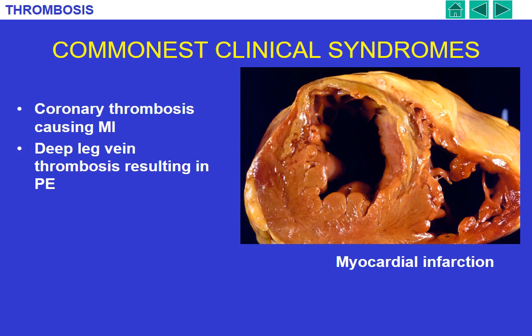The commonest clinical syndromes which result from thrombosis are first of all myocardial infarction, which we abbreviate to MI, which results from thrombosis in the coronary arteries. The second common clinical syndrome is pulmonary embolism, which results from thrombosis in deep leg veins.